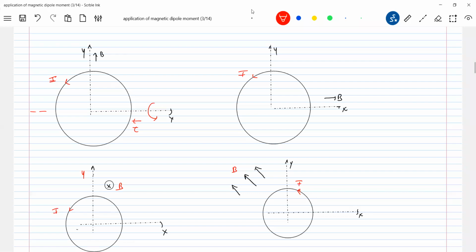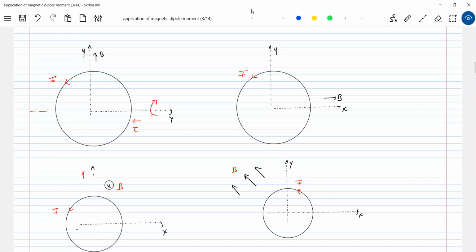The sense of rotation will be in the opposite direction. I'll change it, so it'll be like this arrow. This will be the sense of rotation. M bar will be along the Z axis, and curl fingers from the Z axis to the Y axis. Then the thumb will be along the negative X axis, and this will be the sense of rotation.